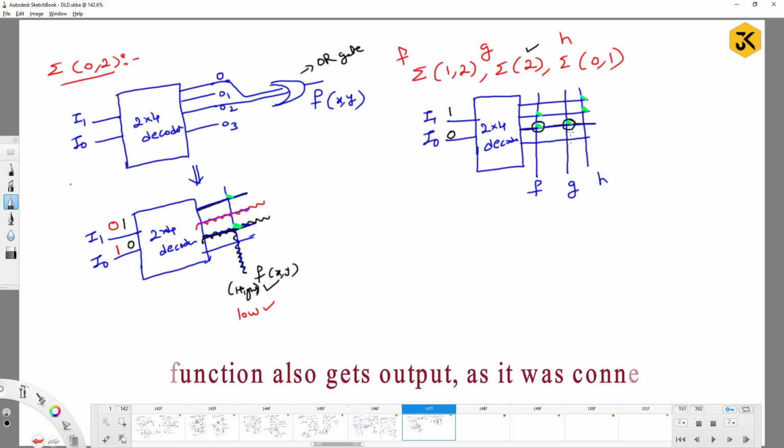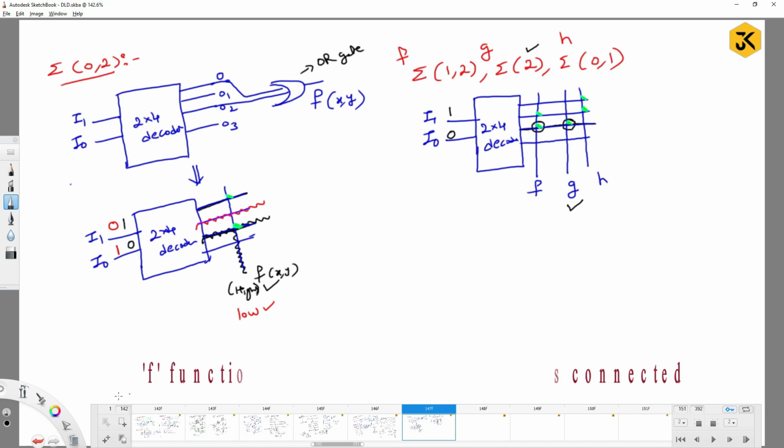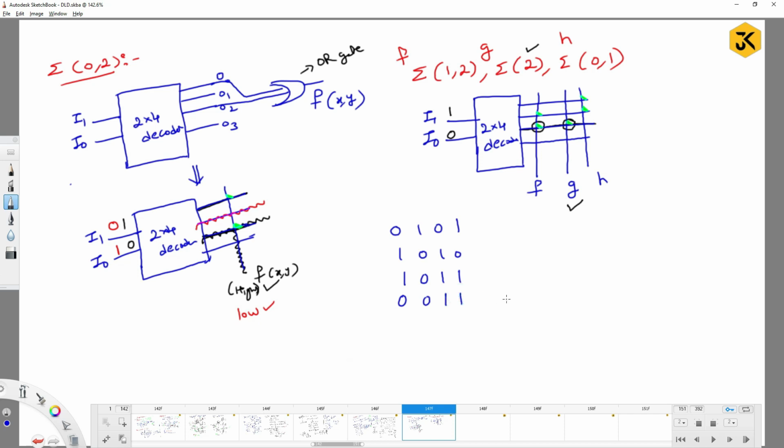Is the g function going to get the output or not? Yes, the g function is going to get output. So I can say that I am able to implement all the things. Okay, fine. So if I observe, I am going to have data like 0 1 0 1, 1 0 1 0, 1 0 1 1 and something like 0 0 1 1.